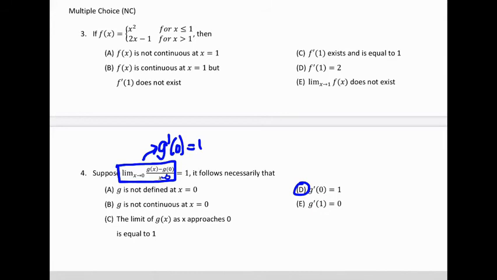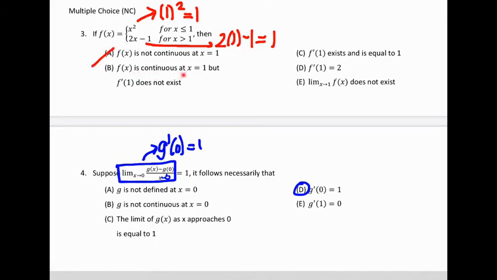It gives us this piecewise function for f of x, and we have to decide which one of these is true. So the first one says f of x is not continuous at x equals 1. Well, remember, continuity is about the y values. So if I plug in 1 to the top expression and then 1 to the bottom expression, both of them give me the solution of 1. So yes, it is continuous.